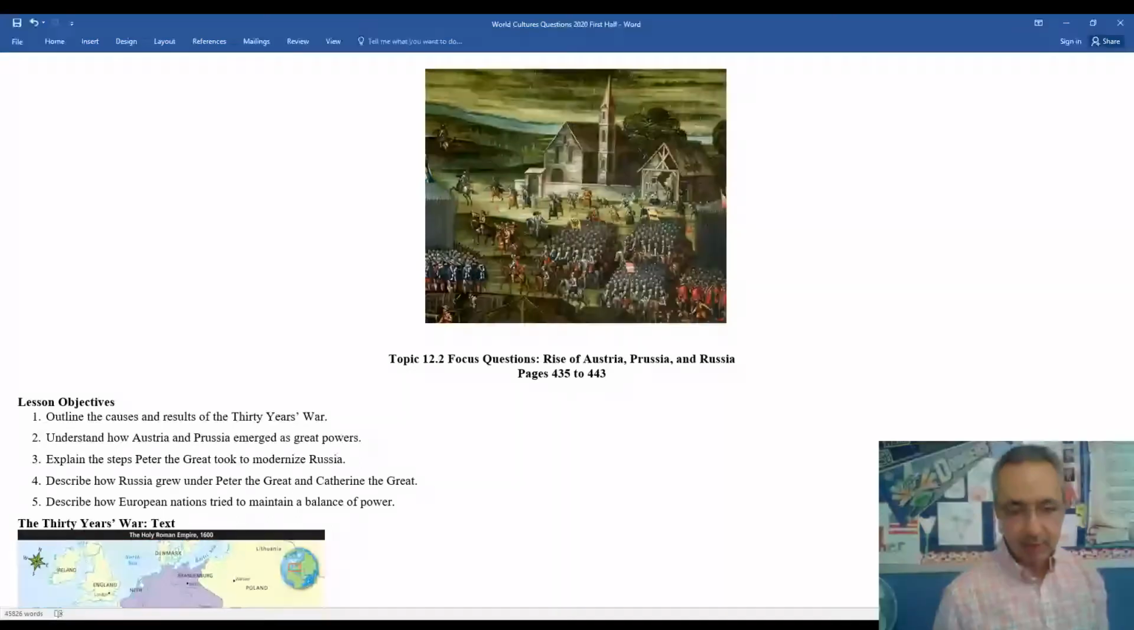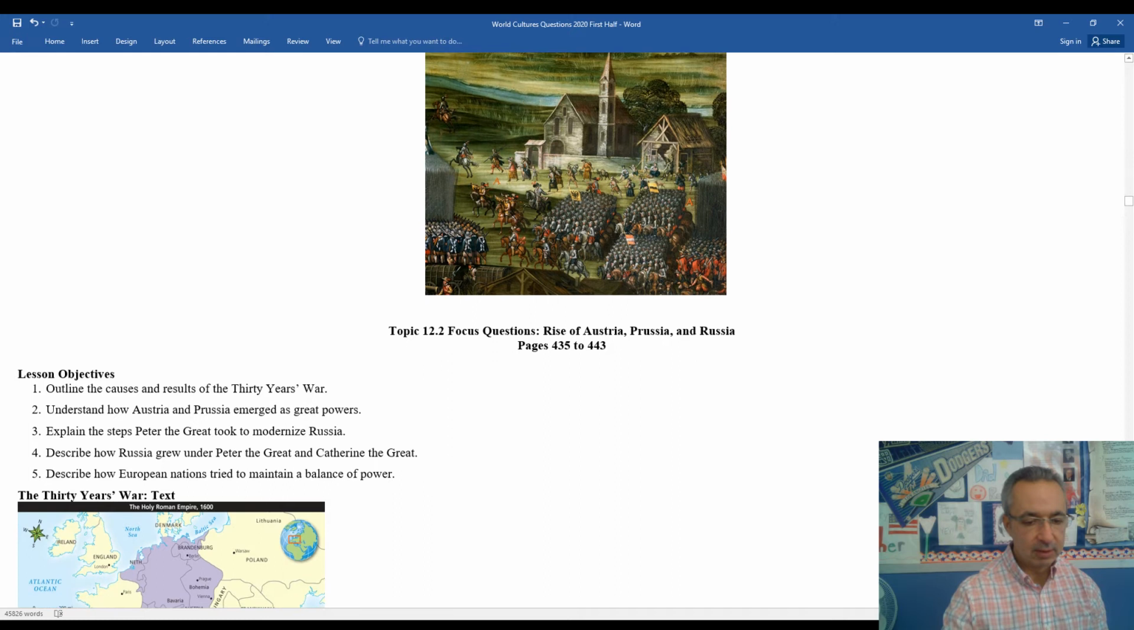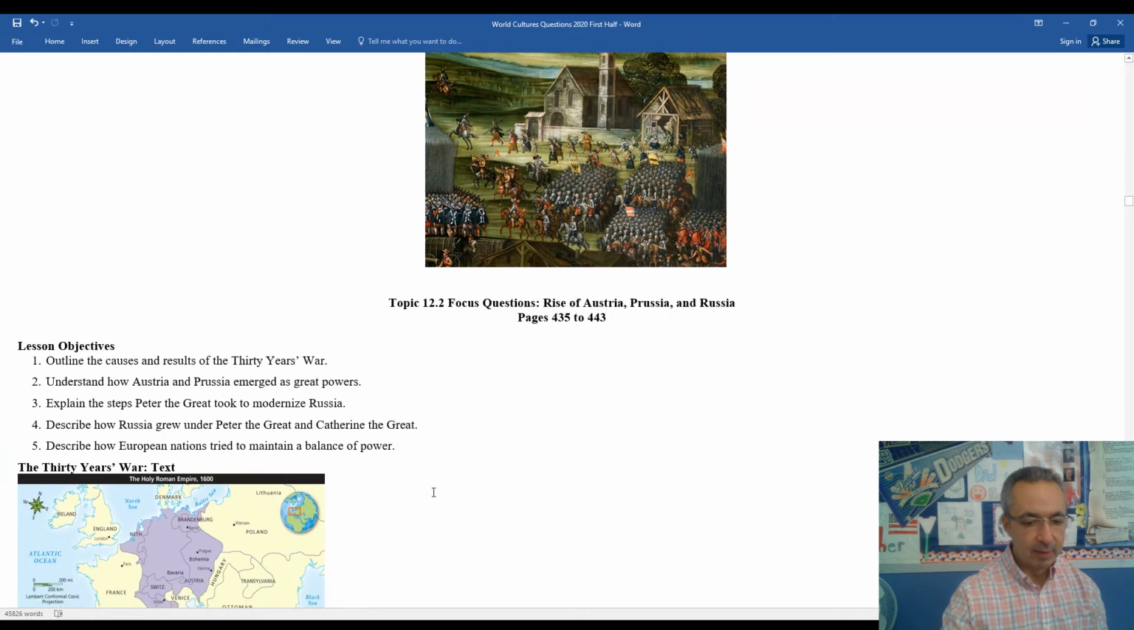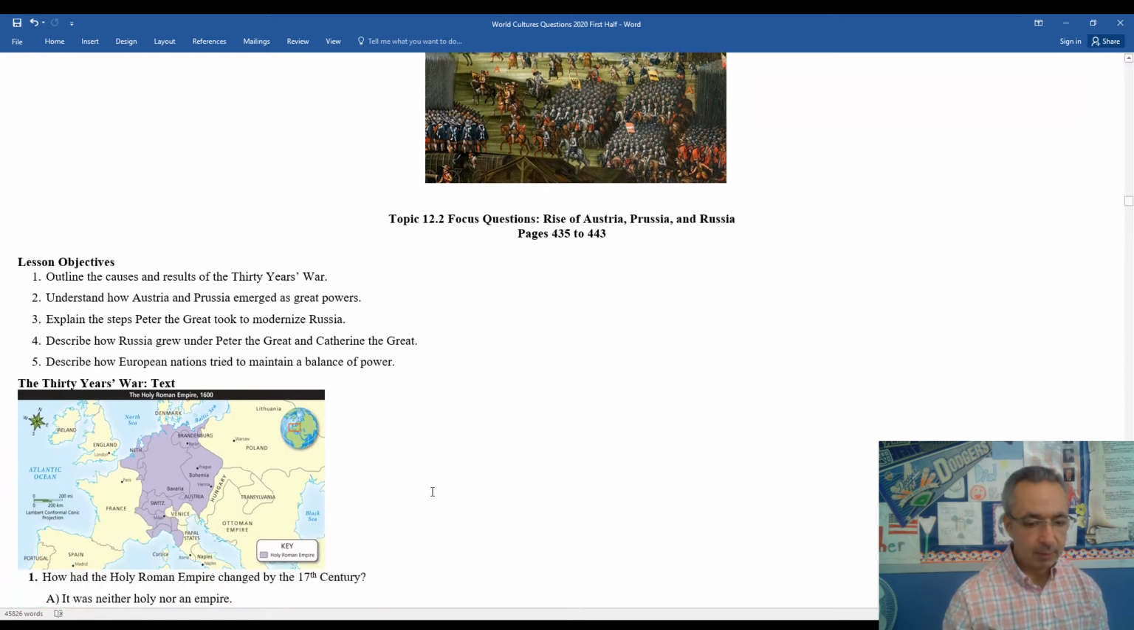Let's take a look at topic 12.12, the rise of Austria, Prussia, and Russia. Sometimes we see Prussia and we don't really recognize where exactly Prussia is located. Prussia today would be in the center of modern-day Germany. It's kind of a region that we'll see in Germany. And I think we have a map down here.